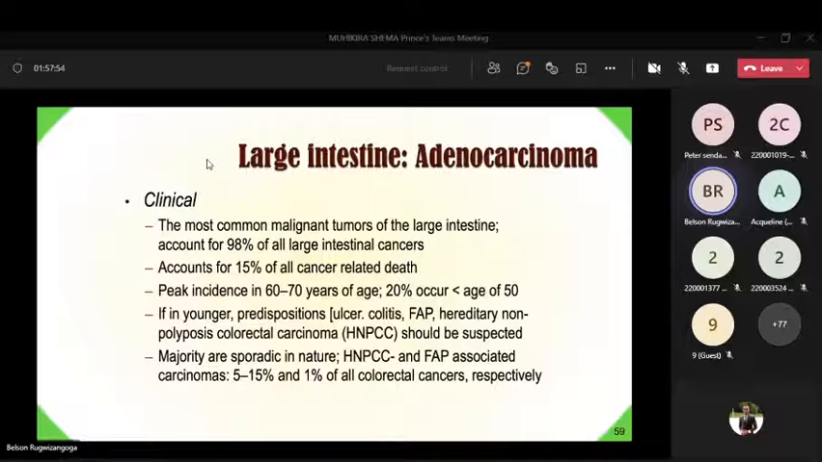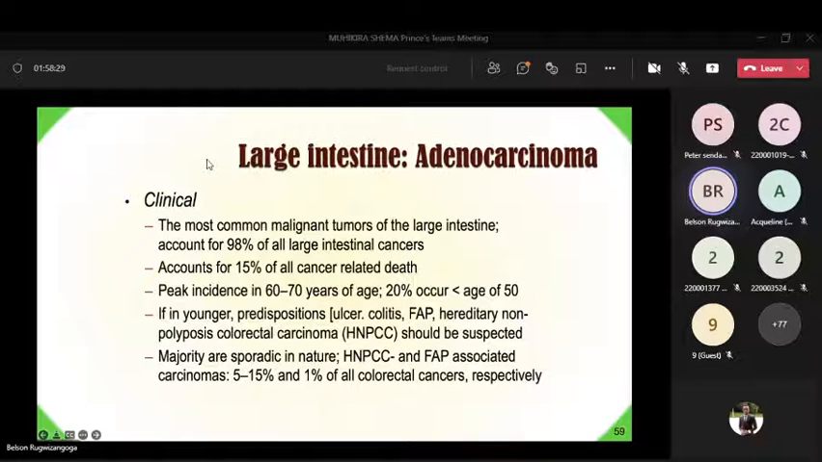So the majority are sporadic in nature, meaning it is not associated with genetic or familial predisposition. Others are HNPCC, or hereditary non-polyposis colorectal carcinoma. Others are FAP-associated carcinoma, in about 5 to 50% of the cases. And 5 to 15% are HNPCC.